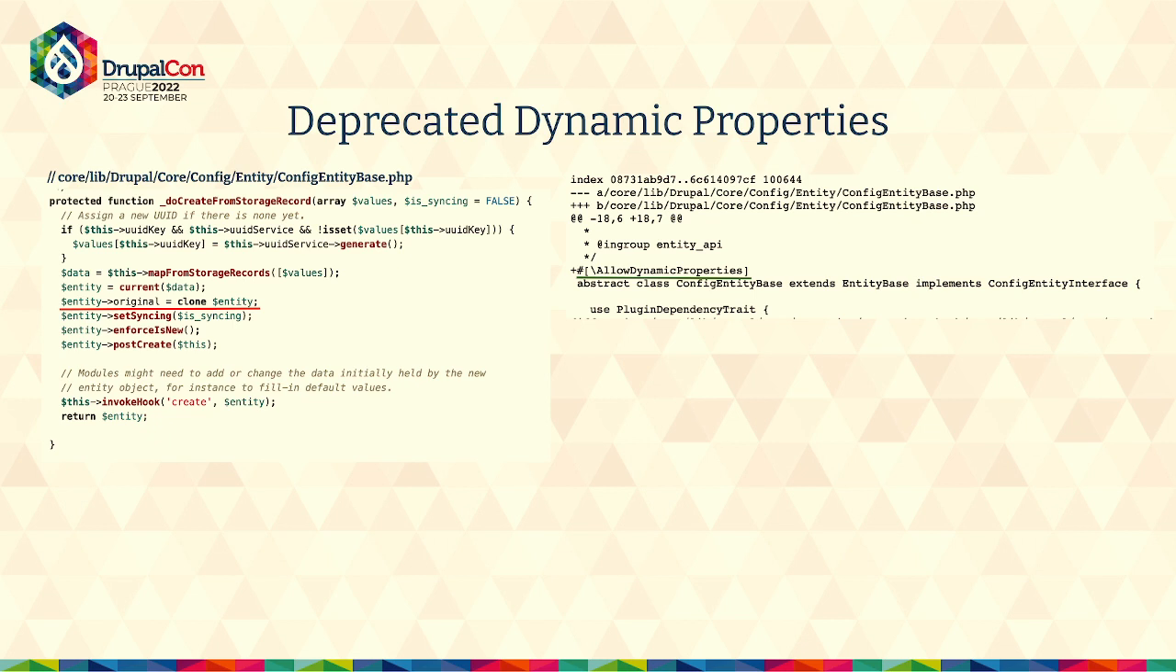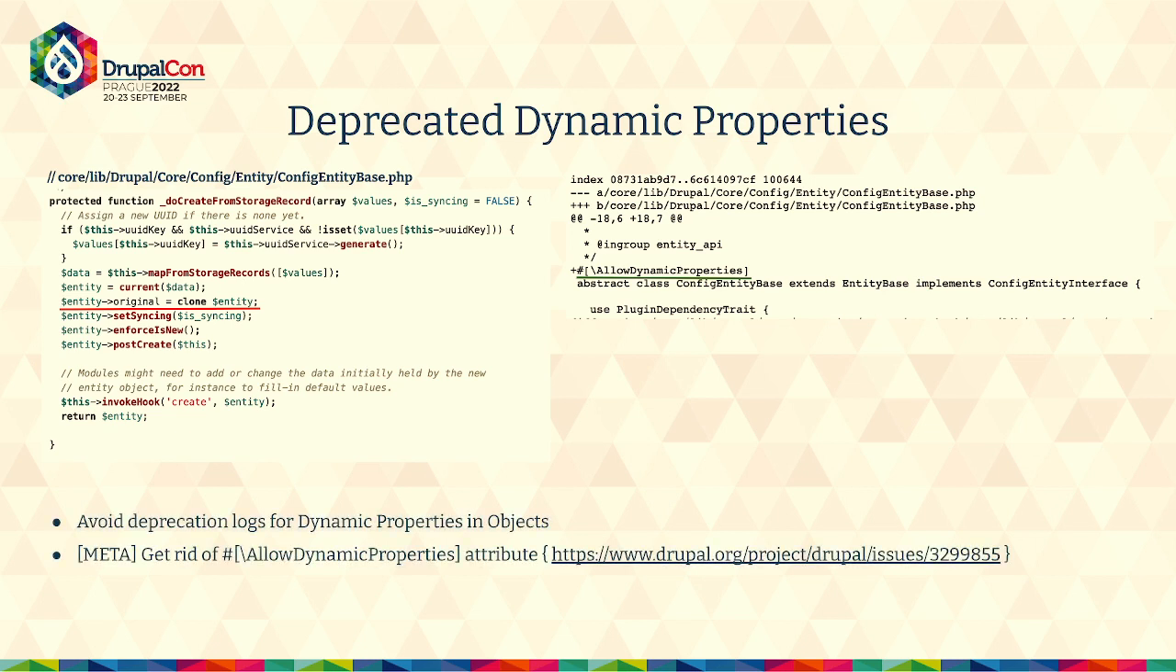How many of you have seen this syntax? Okay, quite a few. Great. So we'll discuss what it is in the next slide as well. But yeah, this is an attribute which allows you to say that basically I'm going to allow dynamic properties on this class, right? And that's the patch applied to config entity base to support it with Drupal 10. And here's a link to the meta issue, which talks about how and where these dynamic properties are being handled.